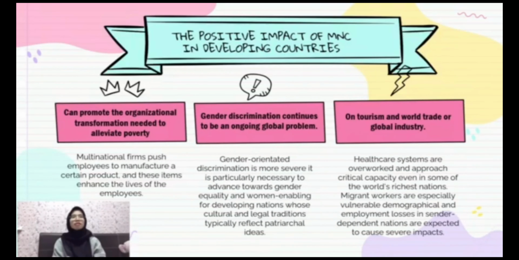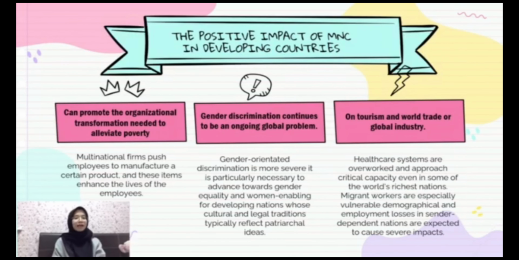Okay, there are three impacts that I have found. Number one is that it can promote the organizational transformation needed to alleviate poverty. Multinational companies push employees to manufacture a certain product, and this enhances the life of the employees. For example, life in Brazil has improved considerably, so now children are able to go to school, health centers have improved, and local politics are more involved. MNCs have an essential role in poverty reduction in a nation where they dominate.